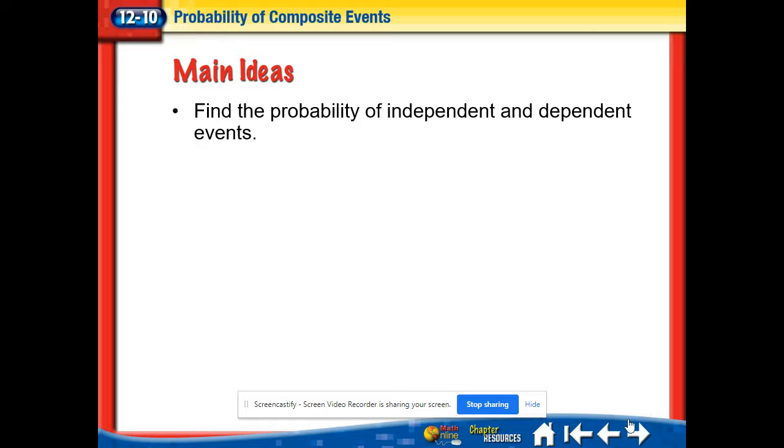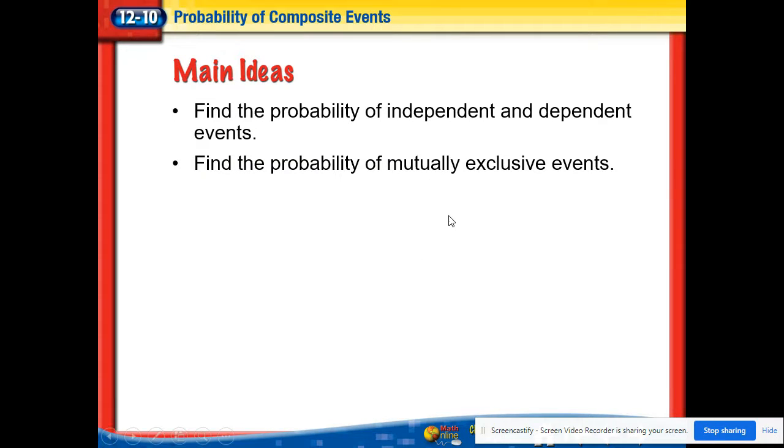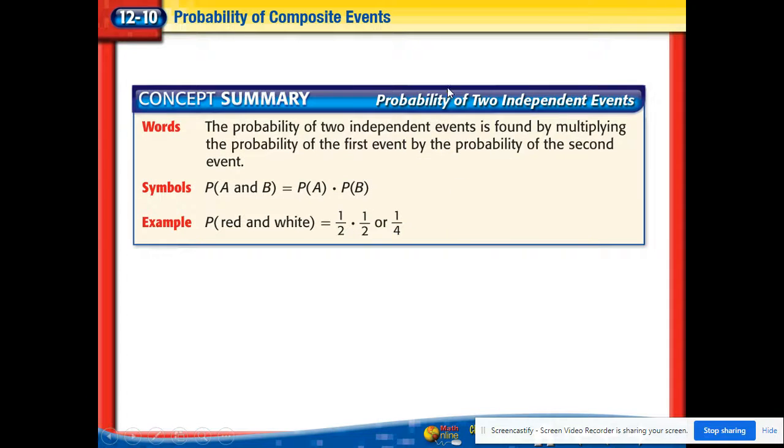Today we're going to talk about composite events. And so we're going to talk about the independent and dependent events, the probability of doing two of them at one time, or the probability of mutually exclusive events. So the probability of two independent events is the probability of A and then the probability of B. So we just do probability of A times the probability of B.